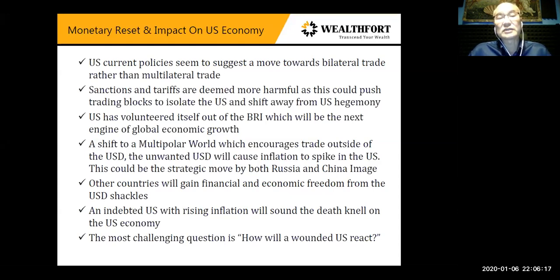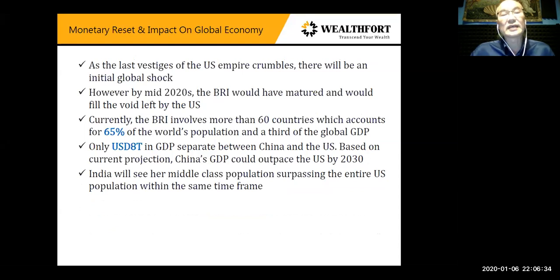This could be the strategic move by both Russia and China. Other countries will gain financial and economic freedom from US dollar shackles, and an indebted US with rising inflation will sound the death knell on the US economy. The most challenging question is, how will a wounded US react? Now, as the last vestiges of the US empire crumble, there will be an initial global shock.